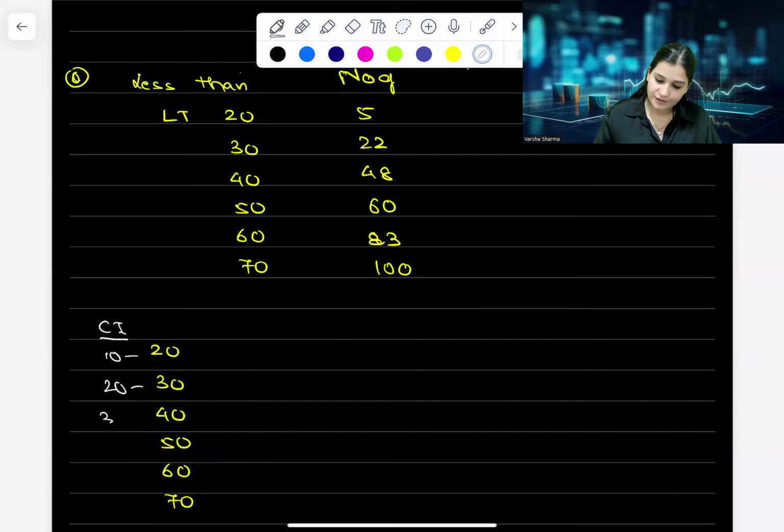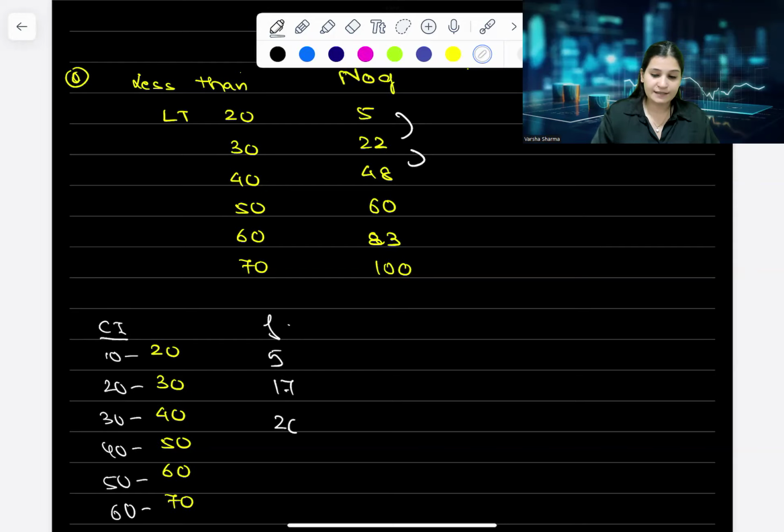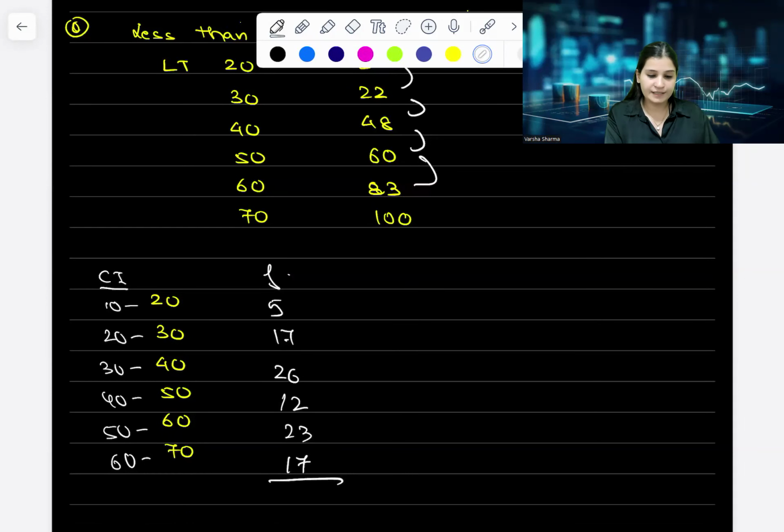10 to 20, 20 to 30, 30 to 40, 40 to 50, 50 to 60, 60 to 70. For frequency, we subtract from above: 5, 22 minus 5 is 17, 48 minus 22 is 26, 60 minus 48 is 12, 83 minus 60 is 23, and this is 17. Let's add 5, 17, 26, 12, 23, and 17. Yes, it's 100. I'm correct.